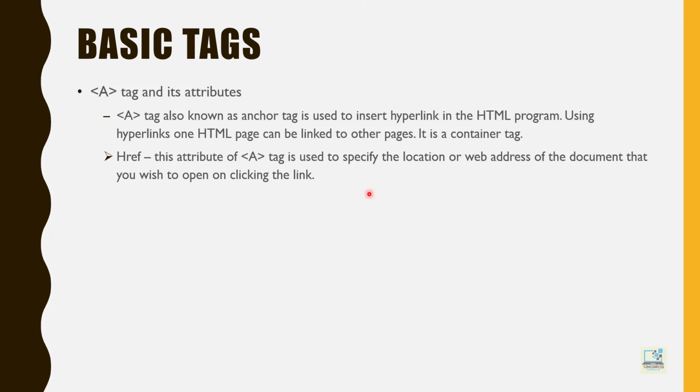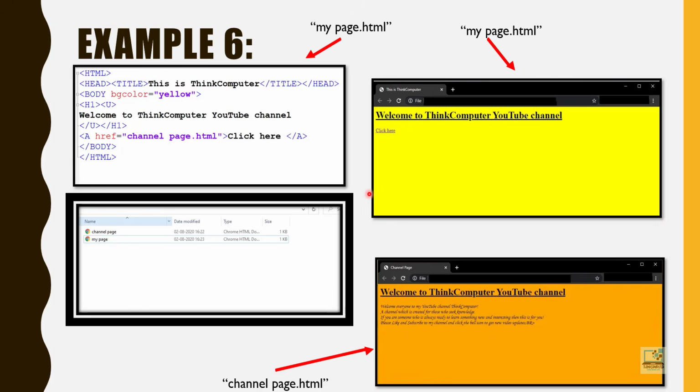Anchor tag is for hyperlinking. So once you use the anchor tag, it will just show a link on the page. So once you click on the link, then only that file will open. Now let's see this example to understand how the anchor tag works. First, see, in my folder I have two HTML programs. The first HTML program name is channel page and the second one is my page. Suppose channel page I have already created and this program is ready. Now suppose I want to put a link of channel page in my page.